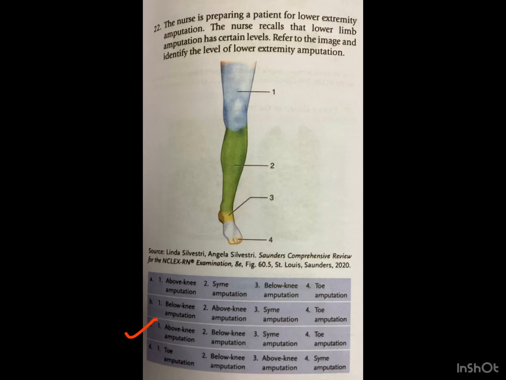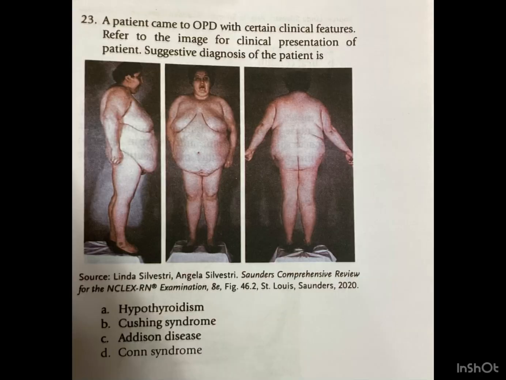Question number 23. A patient came to OPD with certain clinical features. Refer to the image for clinical presentation of patient. Suggestive diagnosis of the patient is A, hypothyroidism, B, Cushing syndrome, option C, Addison disease, D, Conn syndrome. Yes, the correct option is option B, that is Cushing syndrome. Now moving to the next question, question number 24.